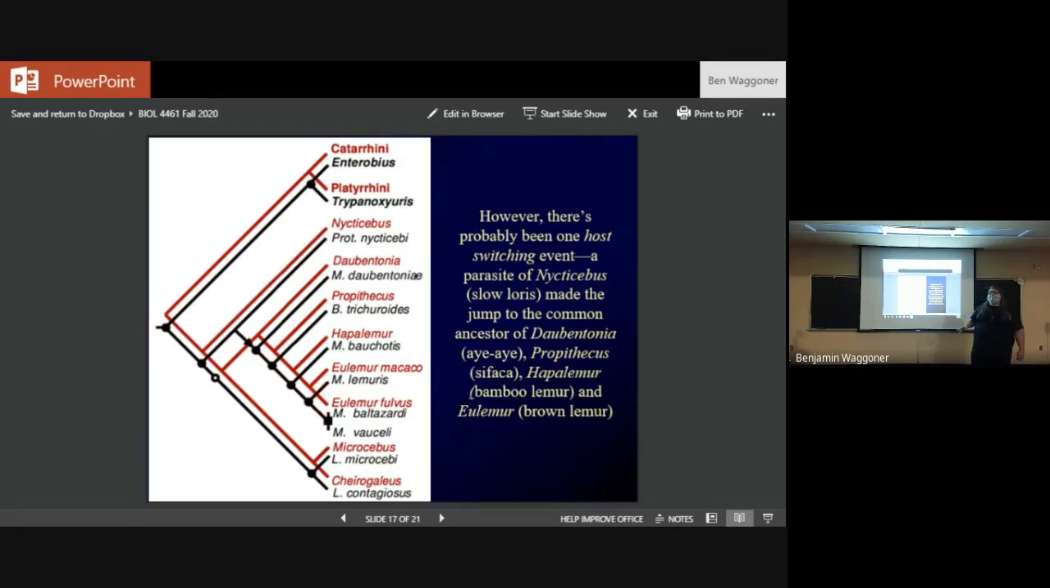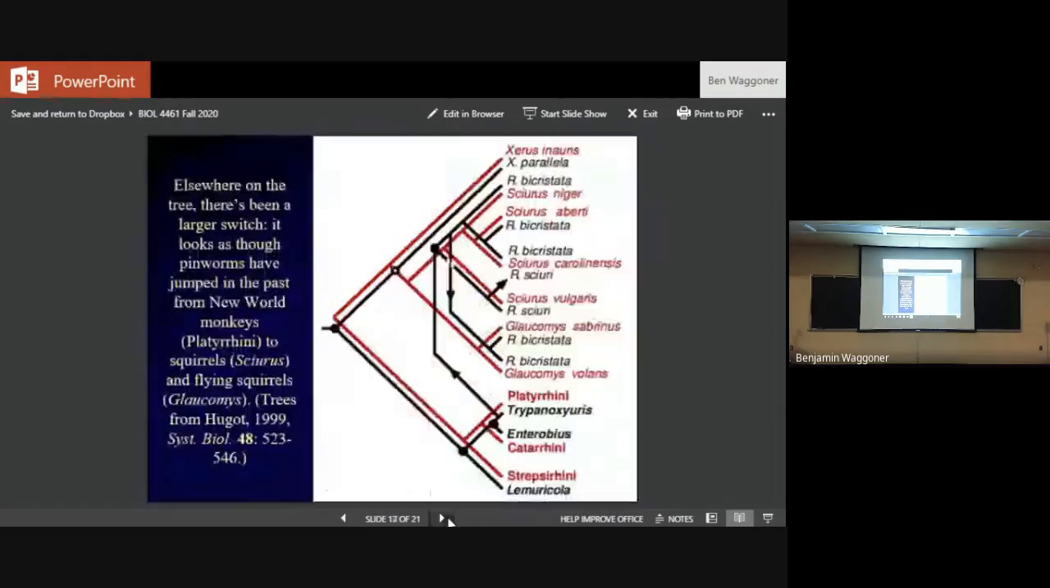I may not be explaining this very well, and I don't think you folks in internet land can see me when I'm pointing at the slide, but right here is where they don't match. And that's a case of host switching. It sometimes happens that parasites may end up infecting a host that is not closely related to the host that they're already in. This happens. It hasn't happened a lot in the case of pinworms, but it's happened in other areas.